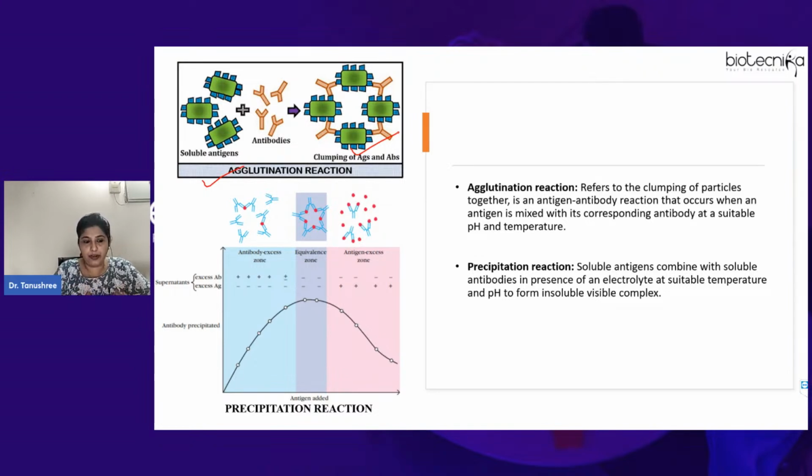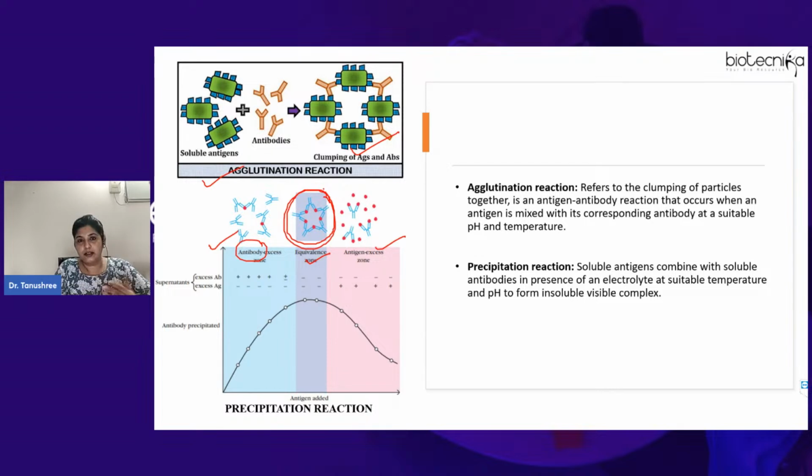So a precipitate is formed, right? We call it a precipitate. And as you can see here, if your antibody is in excess, precipitation will not occur. Antibody is more than antigen. Similarly, if your antigen is more than antibody, again precipitation will not happen. For precipitation to happen, you should have equal amounts of antibody and antigen. So here you can see this is the equivalence zone, where you have equal amounts of antigen and antibody, resulting in the precipitation reaction.